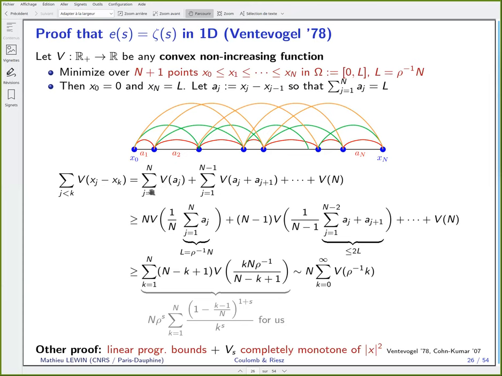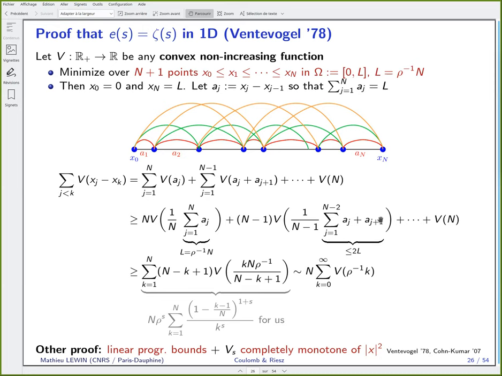For instance, for the first one, I know that the sum of the A_j is n, right? So I write n times 1 over n, and I use the convexity of V, so I get that this is larger than n times V of 1 over n, the sum of A_j, which is L, sorry, not n, L, which is rho minus 1 times n. And then I do the same here. So here I have n minus 1 guys. So I get n minus 1 times V of 1 over n minus 1, the sum.